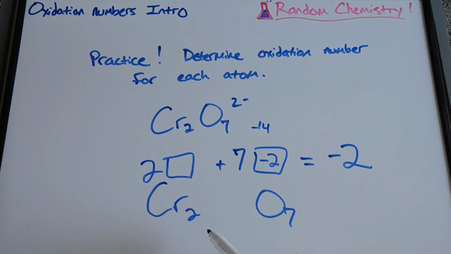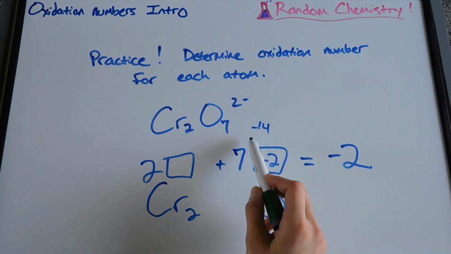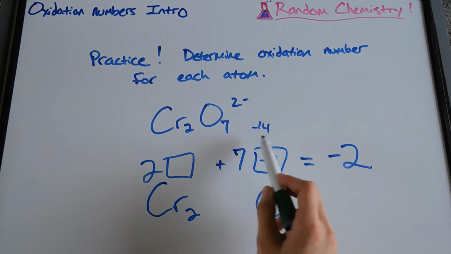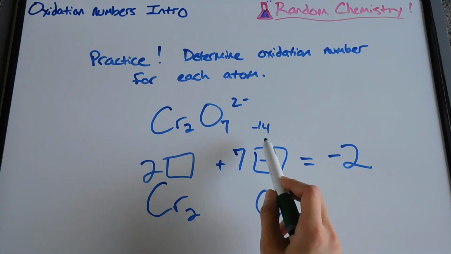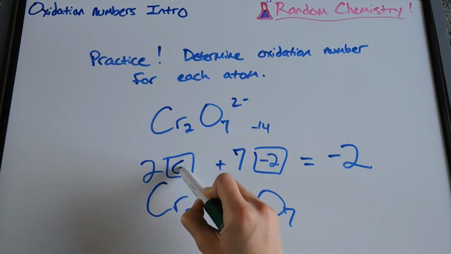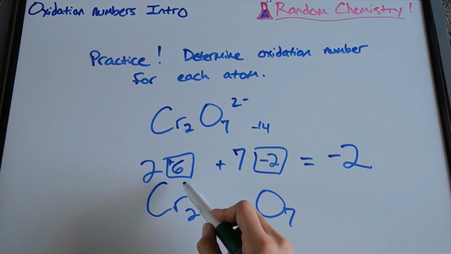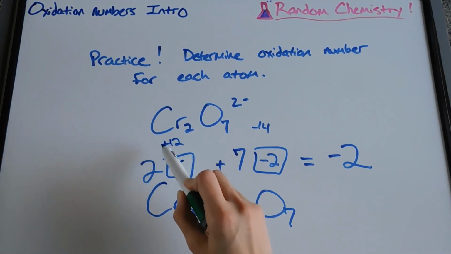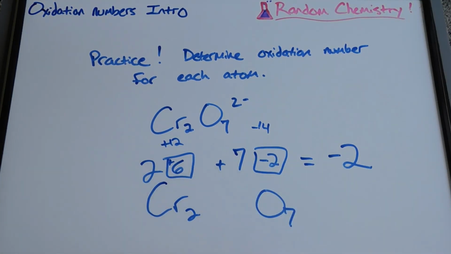We're basically doing our math. The total is going to be -2. So from -14, to get to -2, I would need 12, and 12 divided by 2 is 6. So that means each chromium has an oxidation number of +6. Check: 2 times 6 is 12, and 12 plus -14 is -2. So these are our oxidation numbers.